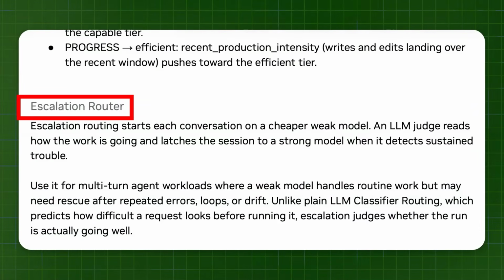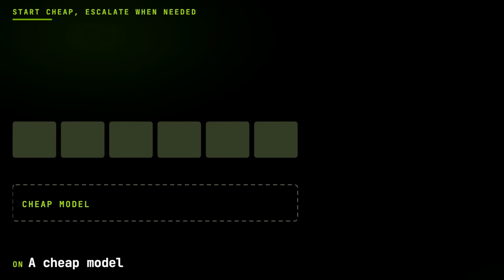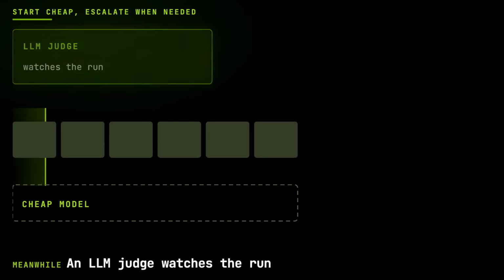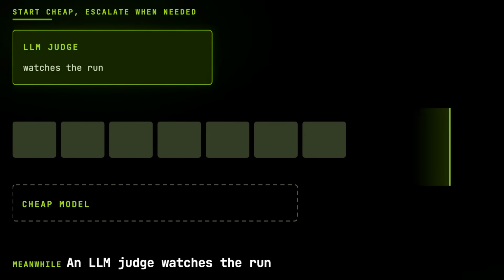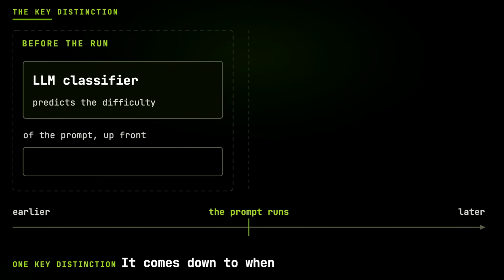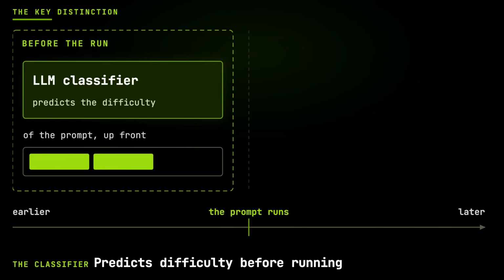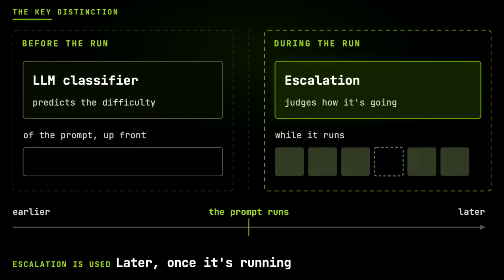The third tuning-free way is the escalation router itself. So this basically starts every conversation on a cheap model, and then an LLM judge watches how the run is going. And once it sees problems, it then basically connects to a much stronger model. So one of the key distinctions is that the LLM classifier that I talked about before predicts the difficulty before running the actual prompt. The escalation is used later on to judge whether the run is actually going well.